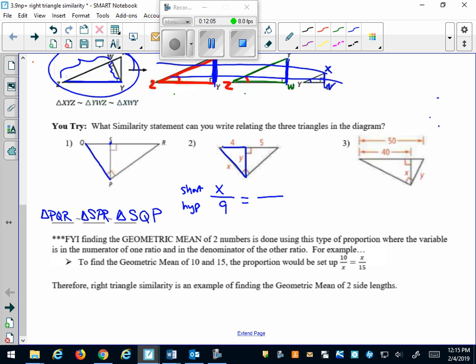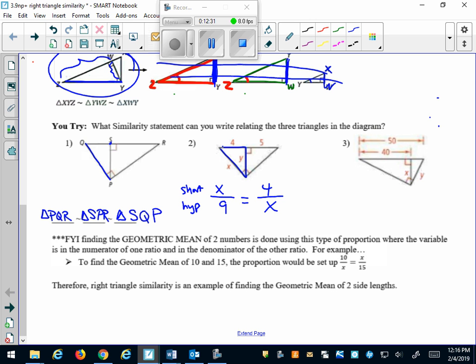On the smallest triangle, what would be the ratio of short to hypotenuse? Because that's what we have set up here, short to hypotenuse. Erica? You guys see that? Short to hypotenuse on the biggest triangle is on the left. Short to hypotenuse of the smallest triangle is on the right. Now we cross multiply.